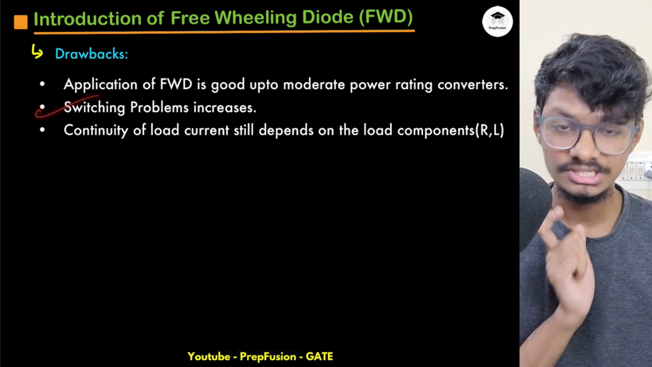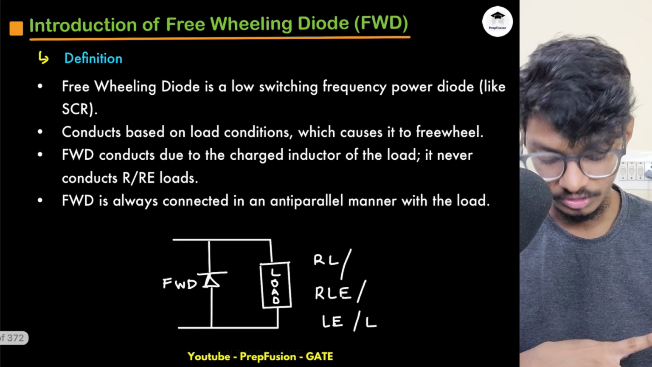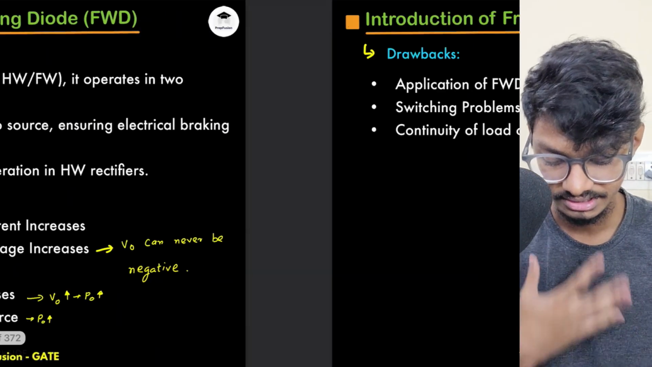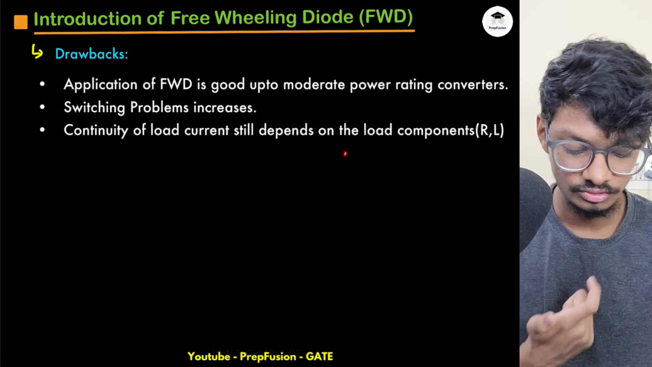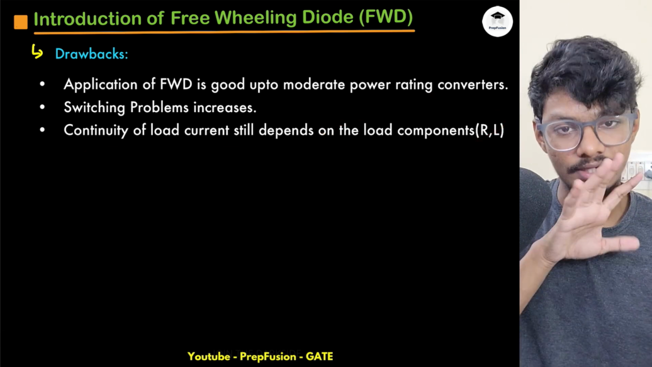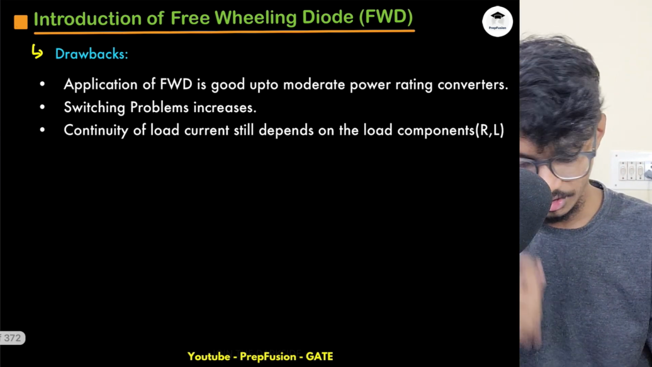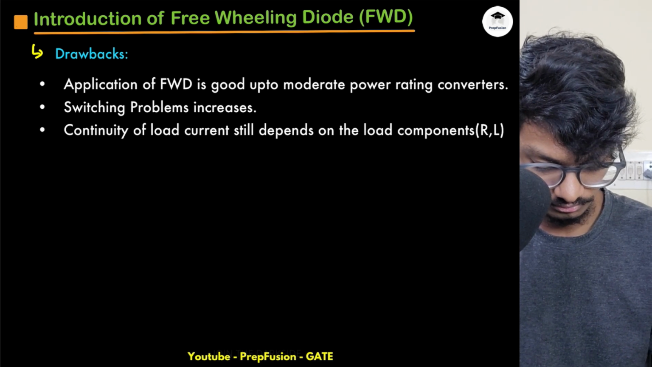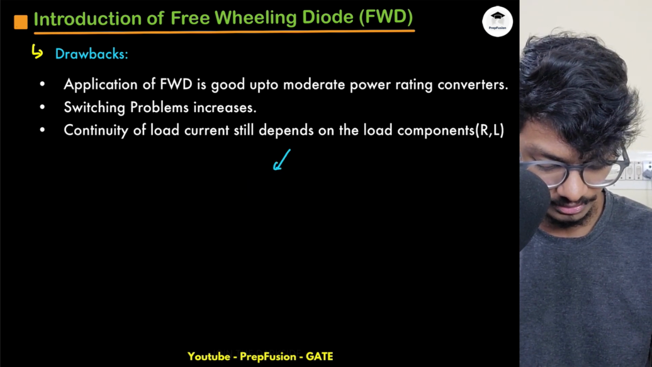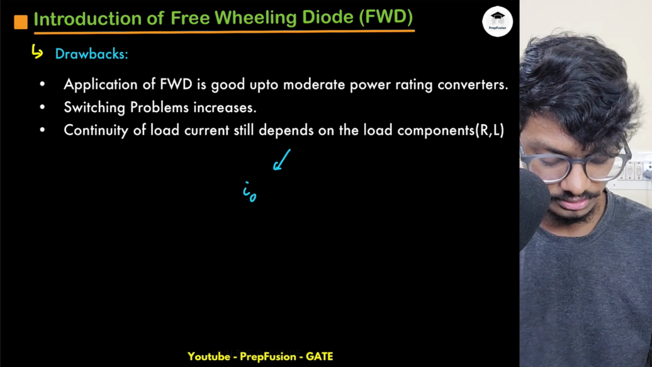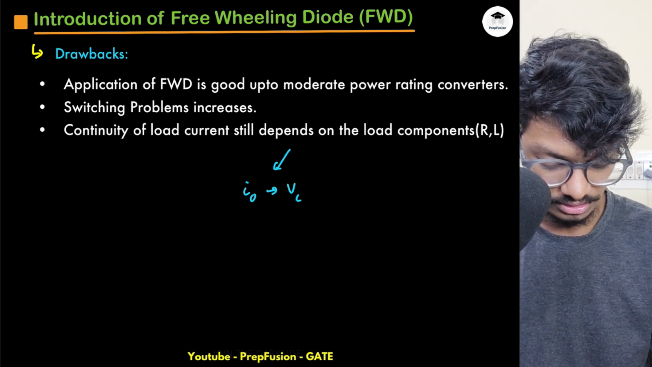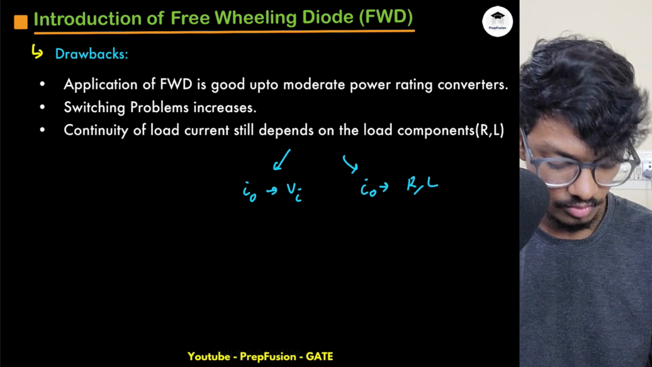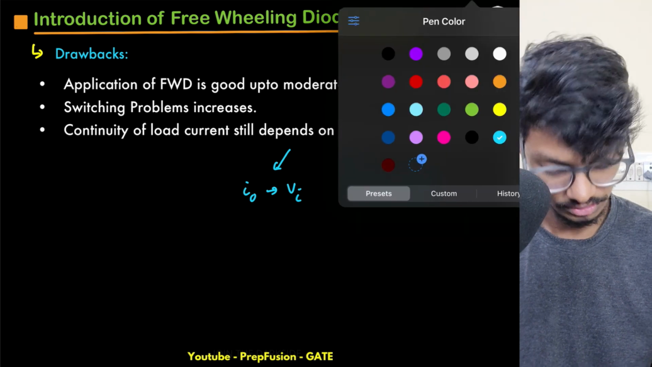Next, switching problems increase. Why? Because there are now two devices: one is the switch SCR, and then there is a diode. So obviously the complexity will increase. Then, continuity of load current still depends on the load components R and L. Even though we have reduced the dependency on the input voltage, IO doesn't depend on our input voltage, but IO does depend on R and L. How? It depends on the time constant.